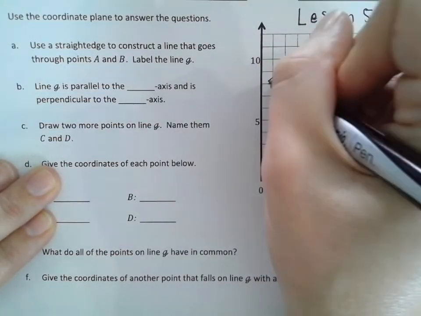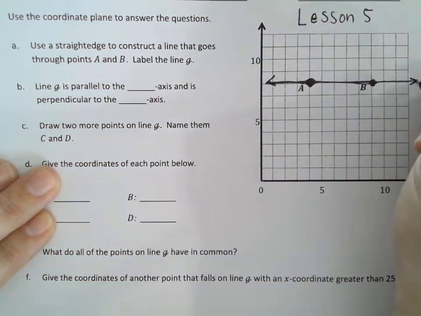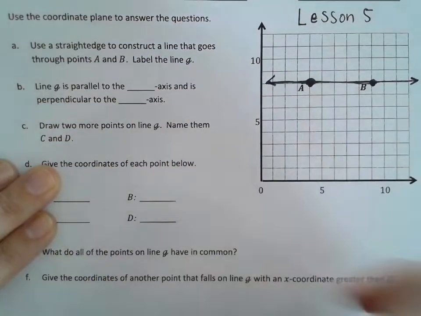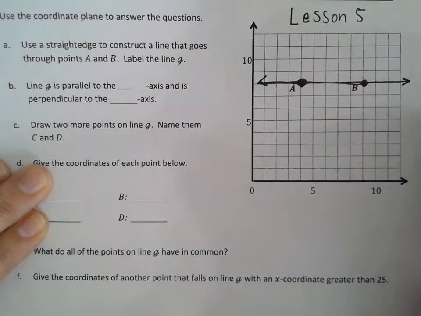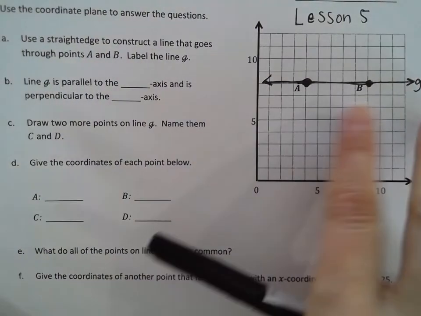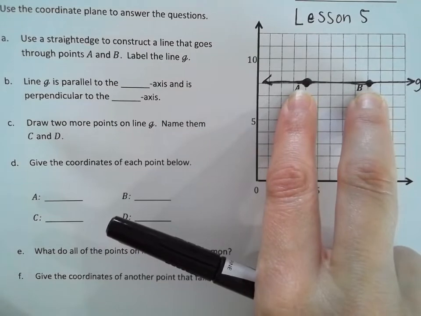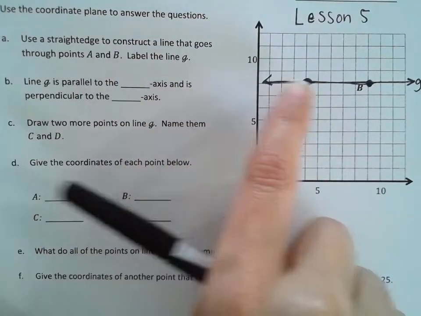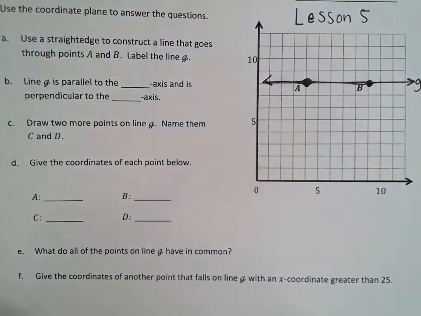Then it says label the line g, a lowercase g, and we've talked about how we want to label our lines. So again, nothing new there. We have 2 points on the line, A and B, which you already know how to do, and the only thing we've done is construct a line to go through 2 points, okay?